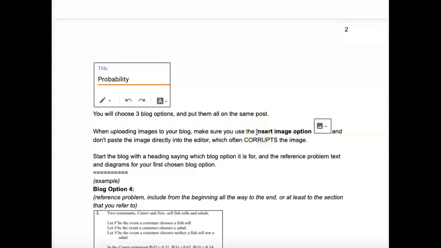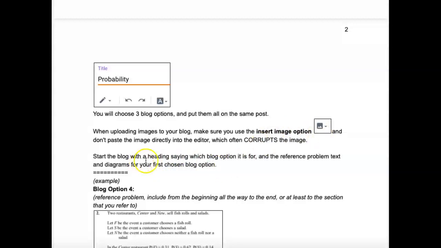When you put images on your blog, which is most of what you put on your blog, always use the insert image icon and don't do a copy and paste into the editing window. A lot of times when you do copy and paste in the editing window, your image gets corrupted. It may look fine to you, but if you go to the public view of your blog, it's just a broken image icon. Okay, and so that's a good way to create extra work for yourself, to get zeros where you don't deserve a 0, etc. So make sure you use the insert image option always.